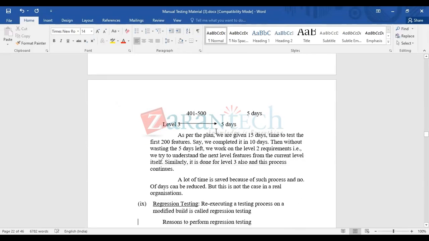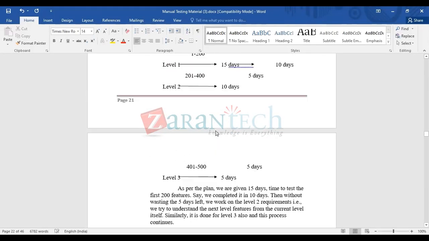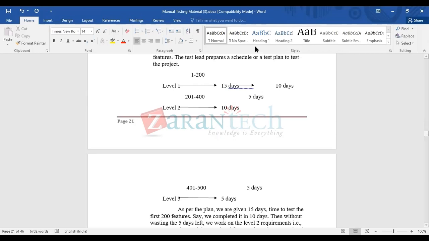The same example here: for level 1, 200 requirements, I have given 15 days. Within 10 days they have completed their activity, 5 days left. Without wasting your time, you concentrate on level 2 requirements. The same example I have given. Don't worry.